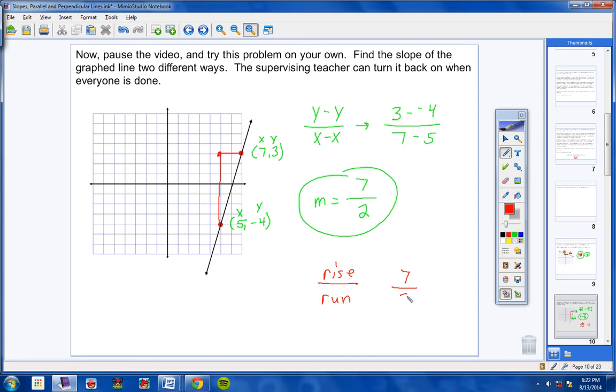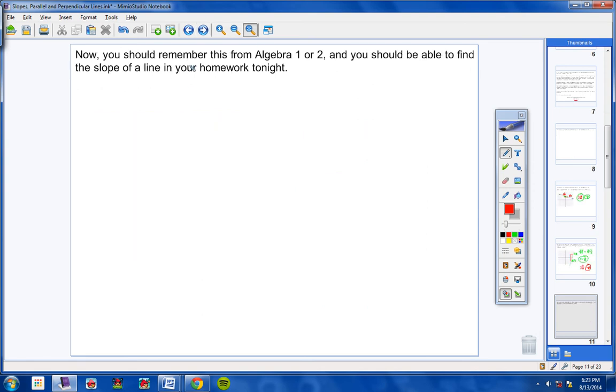Now don't forget to check your sign. Going from left to right, is the line going up or going down? When you go to the furthest point left and you go to the right, the line is going upward, so your slope would be positive. Okay? All right. If you didn't do well on this, ask questions and fix your notes and make sure you understand this, because you really should remember this.